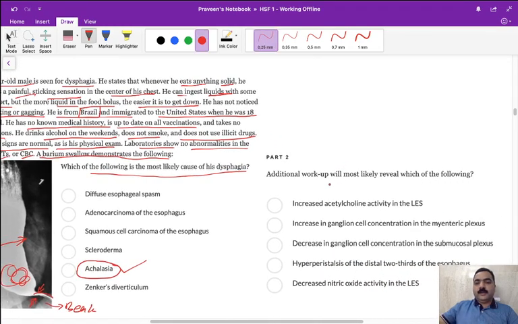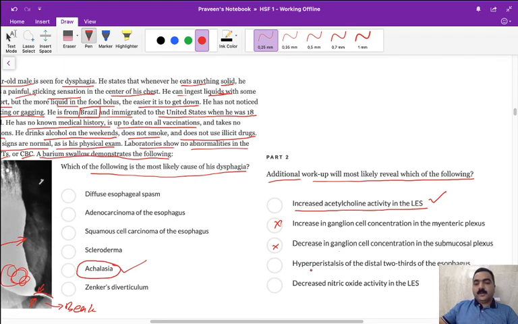Additional workup will reveal, if you do further study on this patient, which of the following? Will this patient show increased acetylcholine activity in the lower esophageal sphincter? Yes, this is possible. Increase in ganglion cell concentration in the myenteric plexus? No, not possible. A decrease in ganglion cell concentration in the submucosal plexus? No, that is not the reason for the achalasia.